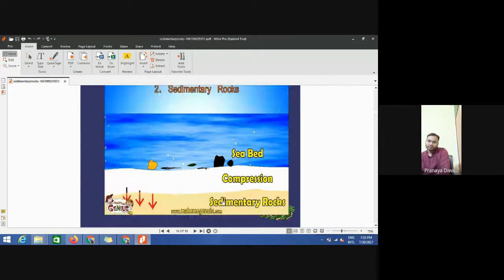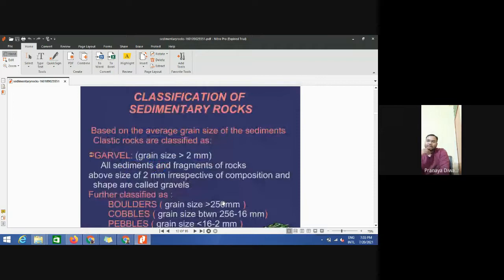Then you have a classification of sedimentary rock based on the average grain size of the sediment. Based on the average grain size, clastic rocks are classified as gravel. All sediment and fragments of rock larger than 2 mm, irrespective of composition and shape, are called gravels. They are further classified as boulders, cobbles, and pebbles.